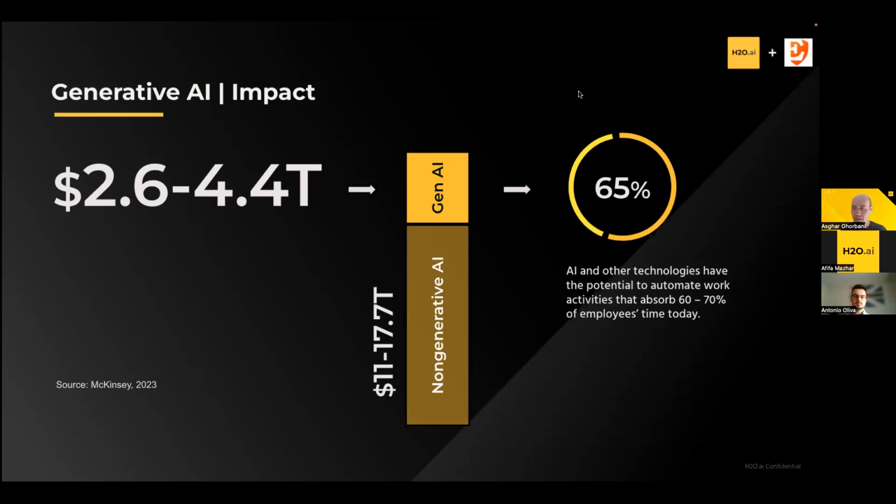And this will impact work activities in businesses by something around 60 to 70%. That's a huge amount. What it means is that AI, whether generative or non-generative, will replace many of the work activities that we do today through automation based on these approaches.